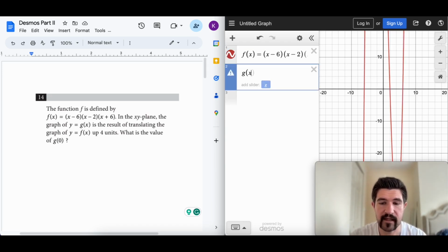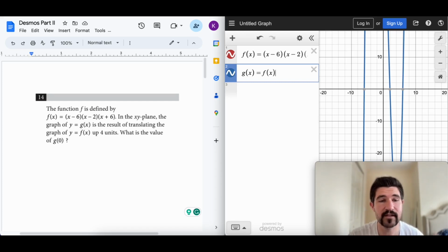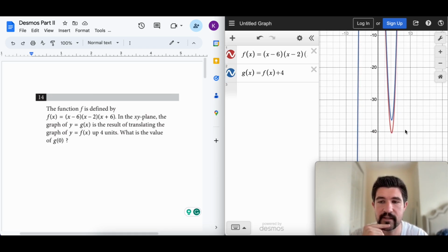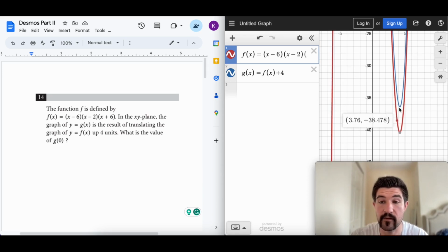Well, guess what I can do? I could say g of x is equal to f of x, except if I want to move a function up 4, you should remember that all we have to do is put plus 4 at the end of it. Literally all we have to do. So g of x is f of x plus 4 more. And that has moved it up 4. You might not be able to tell from here, but if I go down maybe to here, for instance, you can see that the low point of both of those functions is off by, it's kind of hard to see it, but you could basically see that it goes up by 4, hopefully.